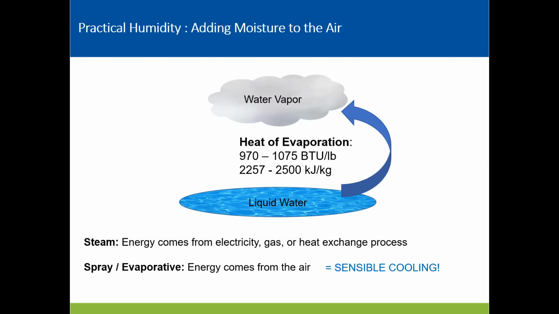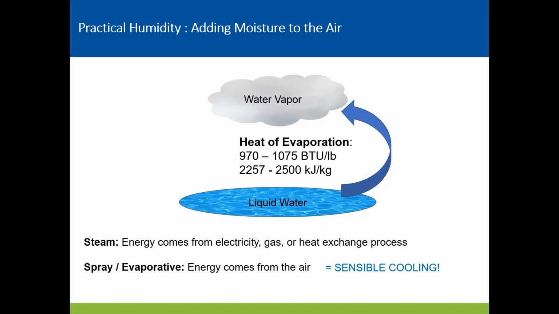In order for the liquid water that we have to become water vapor in the air, it needs to undergo a phase change process of evaporation. And as a result of that, there is energy that drives that phase change process. It works out to be about 1,000 BTUs per pound, or about 2,400 kilojoules per kilogram, depending on the temperature of the water. If you're using a humidification device that produces steam, for example, that energy is going to come from a primary energy source, electricity, gas, or a heat exchange process.